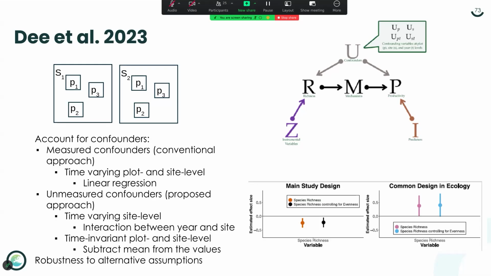But if you're interested in how they build these models, I suggest you go to this paper and read it more thoroughly. And they also test the robustness of two alternative assumptions. The main finding here is that when they account for these unmeasured confounders, they actually come up with a totally opposite conclusion, so that actually higher richness leads to lower productivity. That's also a pretty exciting result. Next slide, please.